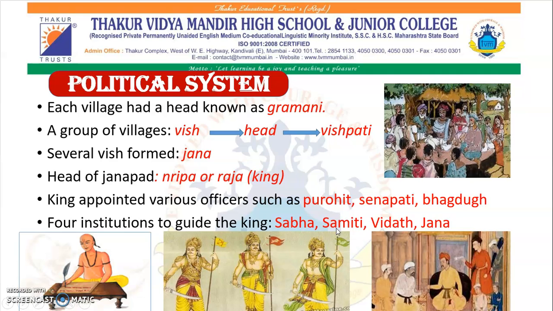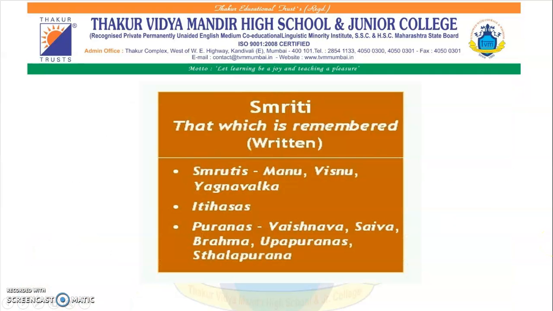So now students, in the later Vedic period, Smriti and Puranas were also composed or written. So what is Smriti? Smriti means something that should be remembered. It was in a written form. Like Manu Smriti, Vishnu Smriti, Yagnavalkya Smriti. So these were some of the books which were composed. Itihasa was there, and there were different Puranas like Vaishnav, Shaiv, Brahma, Upa Puranas, and Sthala Puranas. So many books, Puranas, Smritis were composed by great writers, and great priests, Purohits, and Pandits.